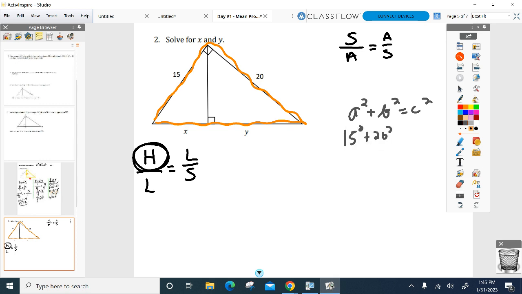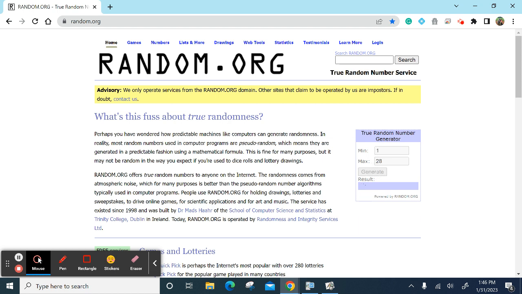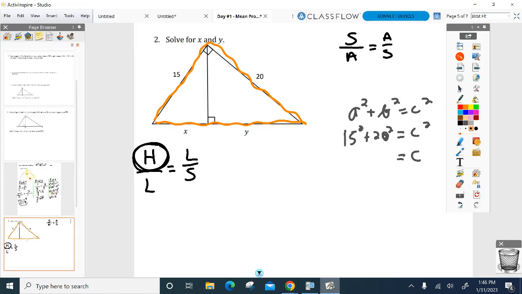15 squared plus 20 squared equals C squared. That should be, you could probably take the square root of that without breaking it down. It's already a perfect square. And when you get that C value, let me know. 625. Yep, take the square root, right? C squared equals that. 25. 25. Good. So there's my H.